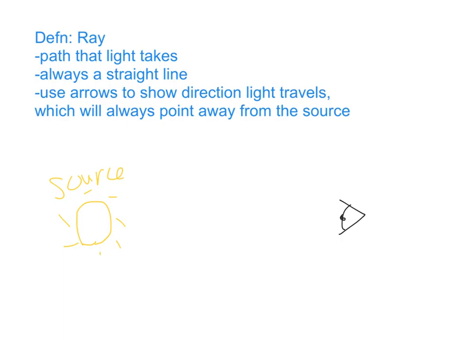So the path that this takes is just a straight line. Let's use a makeshift ruler. Away from the source, and your arrows are going to look like this. So they always go away from the source into, say, an eye. And you're going to see on the worksheets, this is what the eyes look like. So I just, for consistency, draw the eyes like this as well.